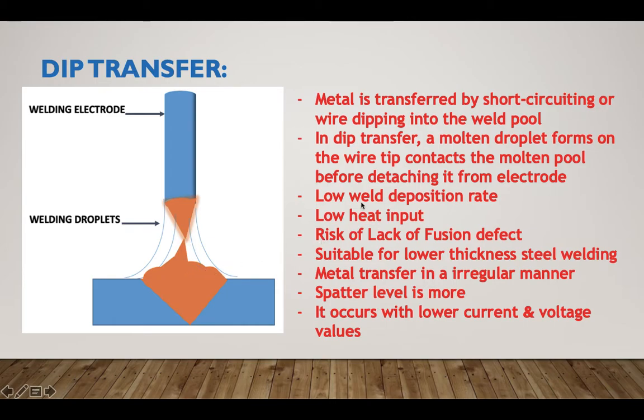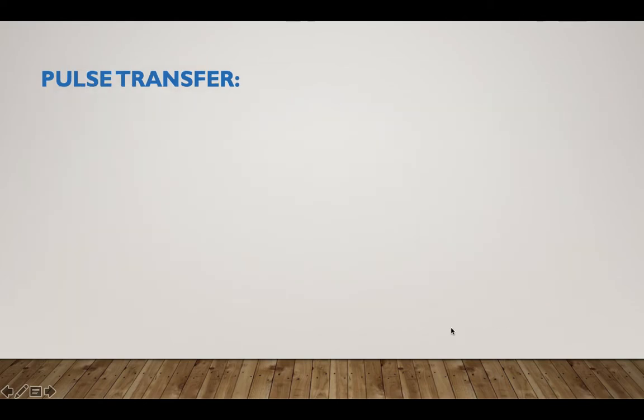So there will be low weld deposition rate, low heat input, and risk of lack of fusion because there is low heat input. Suitable for lower thickness steel welding. Metal transfer is in an irregular manner, spatter level is more. It occurs with lower current and voltage values.